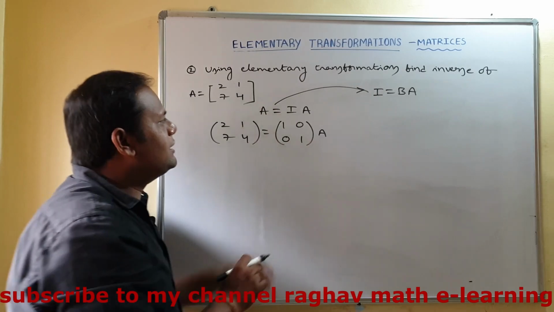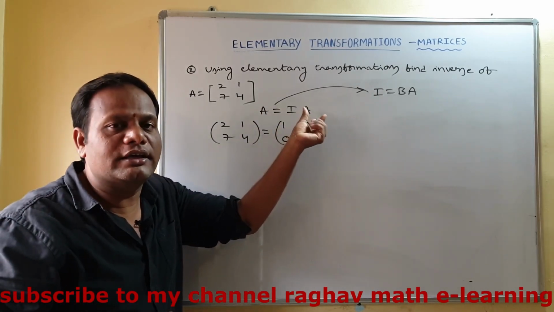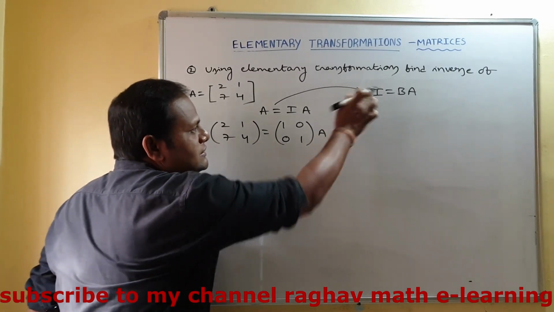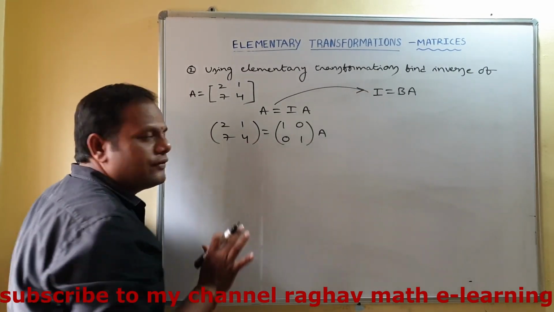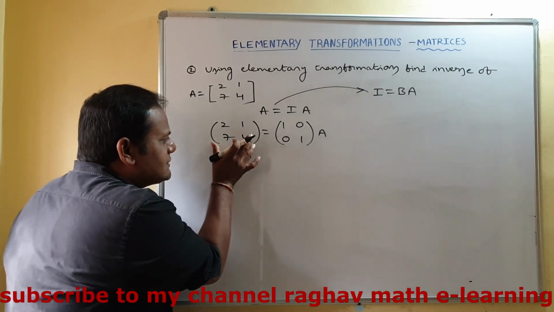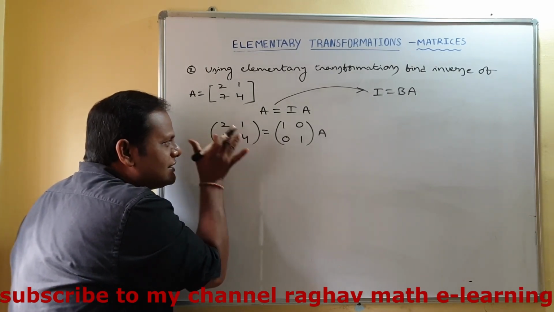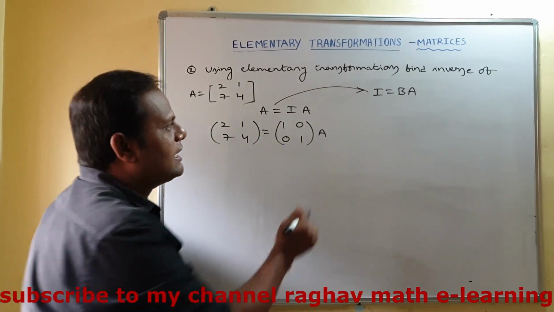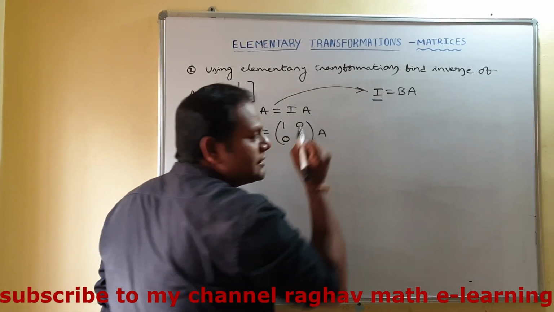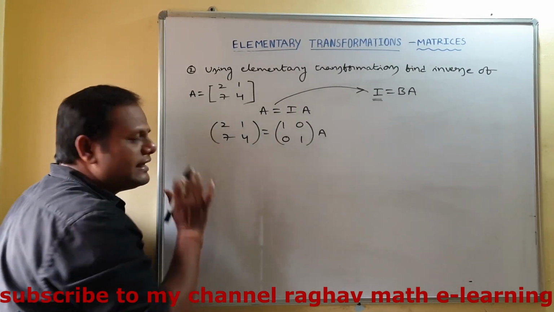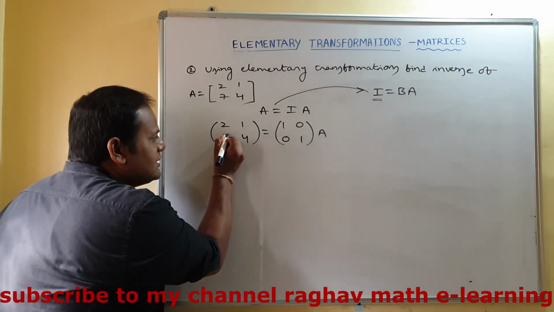Okay, right. Anyhow, I have taken A equal to I into A. So I will apply elementary row transformations to get this form. Listen carefully. The left hand side matrix, you have to change into the identity matrix. So here we want the identity matrix.